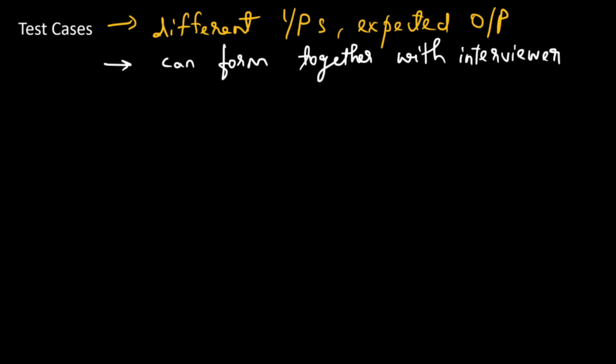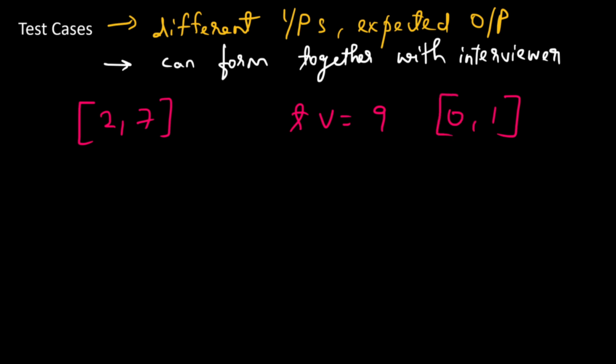All right. Now, let's say the input array is 2, 7 and the target value given is 9. So what should be the output in this case? In this case, the output has to be 0, 1, right? Because the indices over here, this has an index 0 and this has an index 1, and we need to return the indices as per the question.